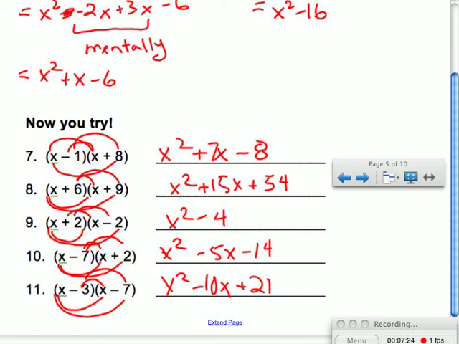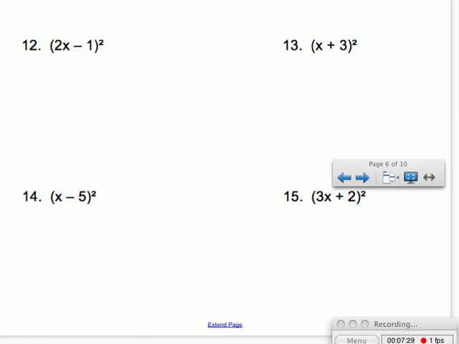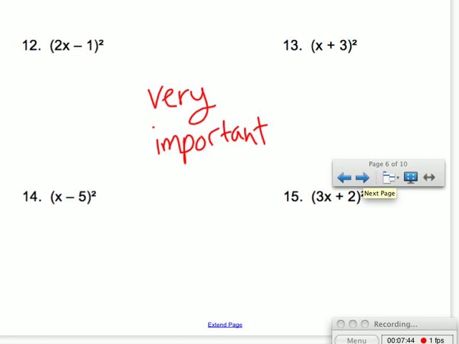Okay. The very, very important thing to remember when you're looking at questions like this is not to make a big common mistake, and to realize that if you are given a bracket squared, it means the whole bracket times itself. And so you can't take any shortcuts here. If you have a whole bracket times itself, whether or not you do it mentally, you have to FOIL it.